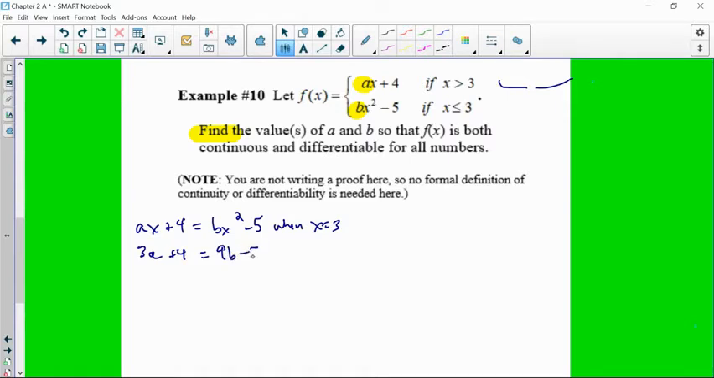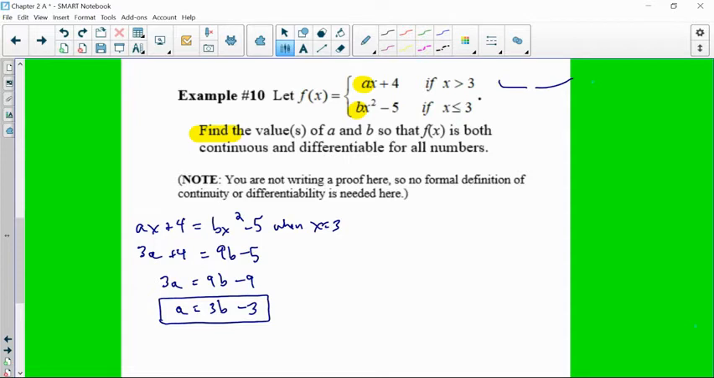9b minus 5. And so, I could subtract the 4 across. So I get 3a is equal to 9b minus 9. And I could divide by 3, which actually is pretty nice. So a is equal to 3b minus 3. But that doesn't really get me anything in terms of a set of answers because it's only one equation written in 2 variables.